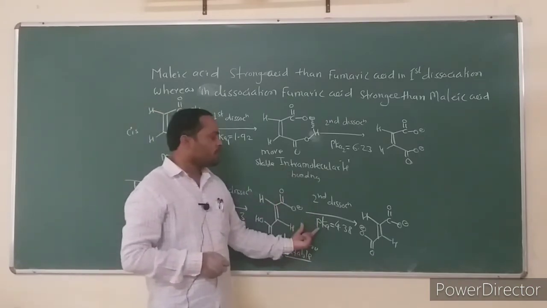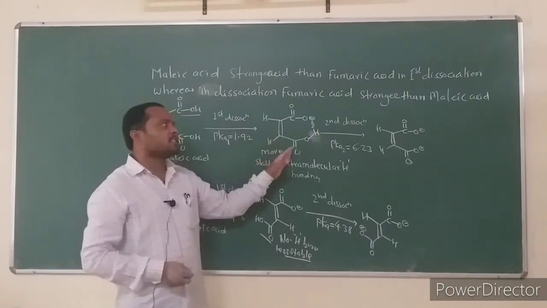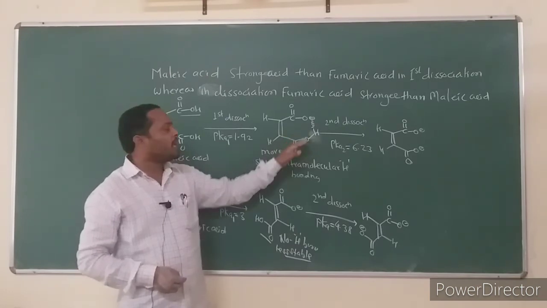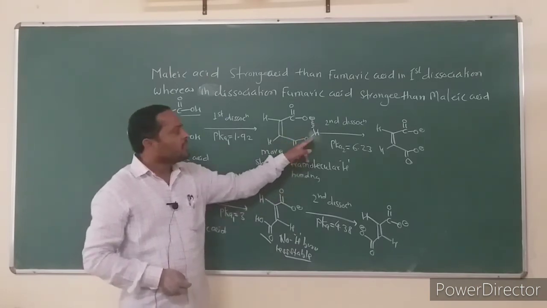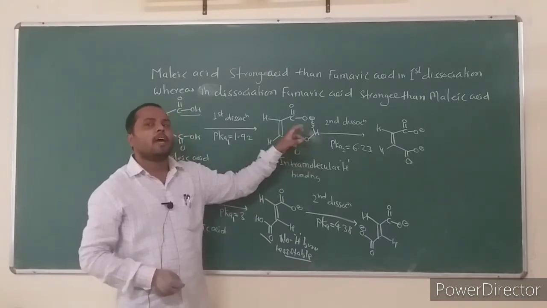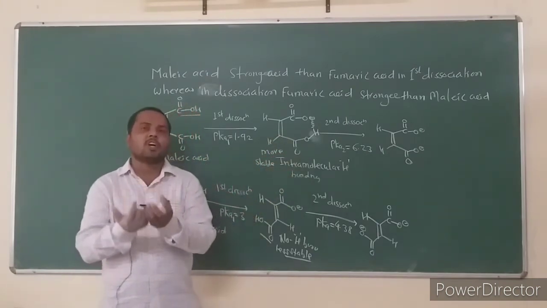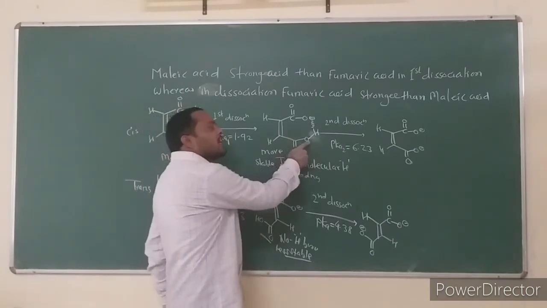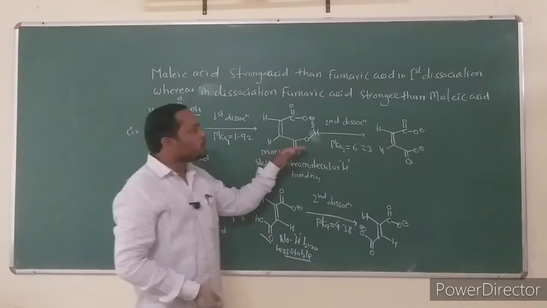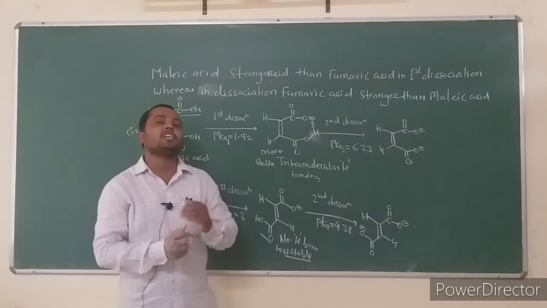In second dissociation, fumaric acid is stronger than malic acid. What is the reason? After the first dissociation, the conjugate base of malic acid is stabilized by intramolecular hydrogen bonding. The second carboxylic hydrogen is involved in hydrogen bonding, and due to this hydrogen bonding, it does not dissociate easily. The carboxylic hydrogen is involved in intramolecular hydrogen bonding, so its donation, its dissociation, is difficult.